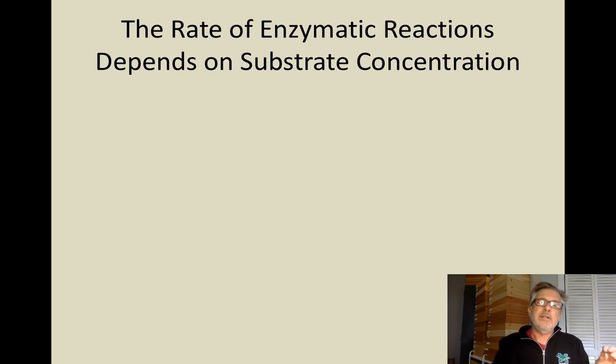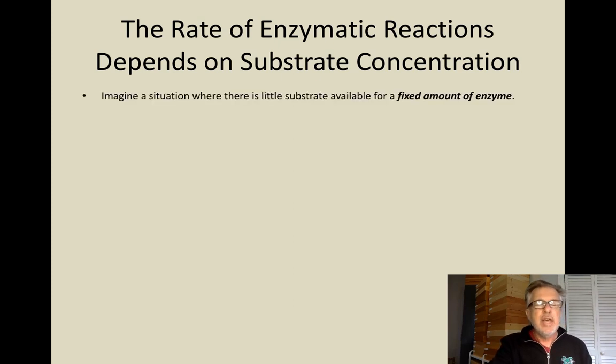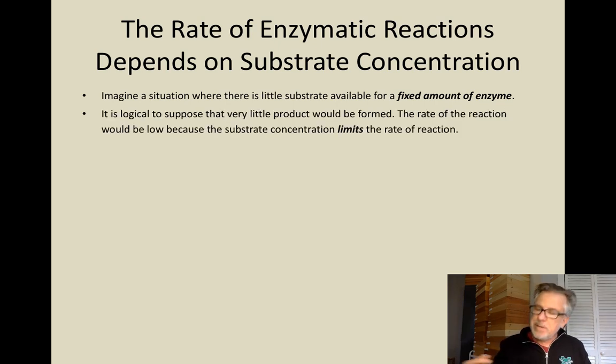I want to talk a little bit about the rate of enzymatic reactions from another point of view, and that's from the substrate point of view, because the rate of an enzymatic reaction depends on the substrate concentration. So once again, now we're dealing with concentrations. Imagine a situation in which there's little substrate available, but a fixed amount of enzymes. Well, it would be logical to say that little product is going to be formed in this case. The rate of reaction would be low because the substrate concentration limits the rate of reaction.